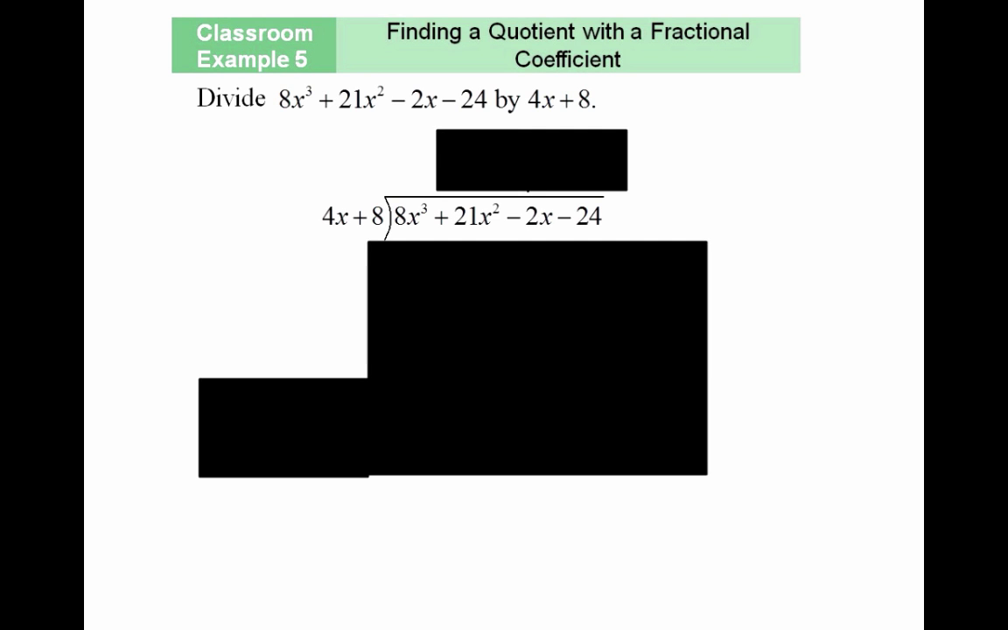We're going to take a look at another example. We want to divide 8x to the power of 3 plus 21x to the power of 2 minus 2x minus 24 by 4x plus 8. So we want to write a long division because we're dividing by a binomial, more than one term. The first step is to set them up as a long division.